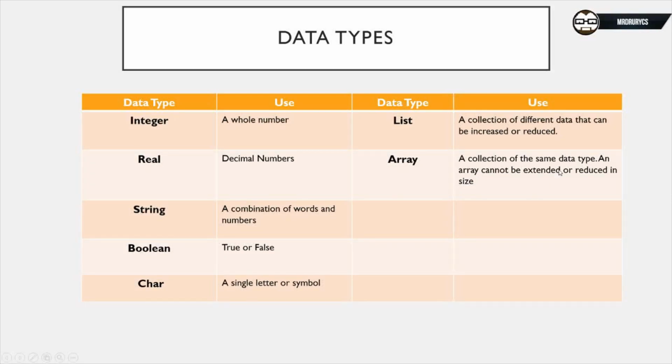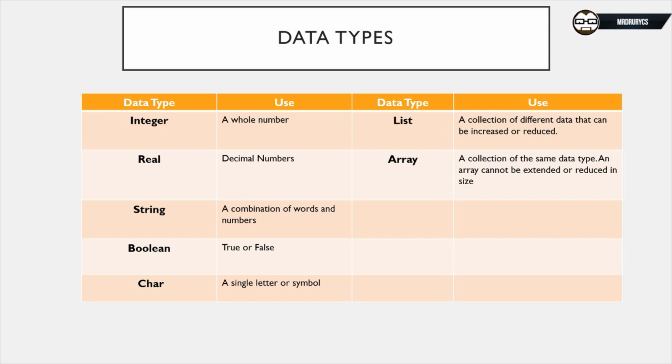Now, data types. You might get asked what these data types are. In case you don't know: integer is a whole number, no decimal points. Real, or float, is decimal numbers. Strings are a combination of words and numbers all put together. Boolean is true or false. Char is a single letter or symbol.